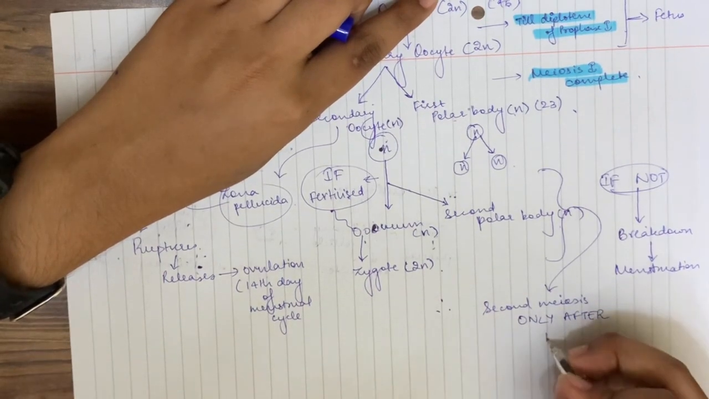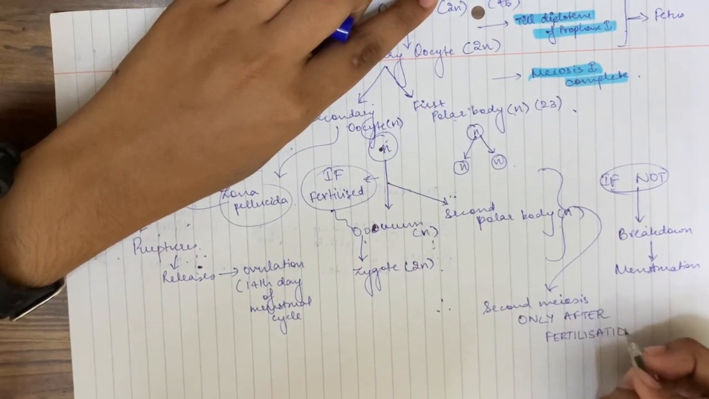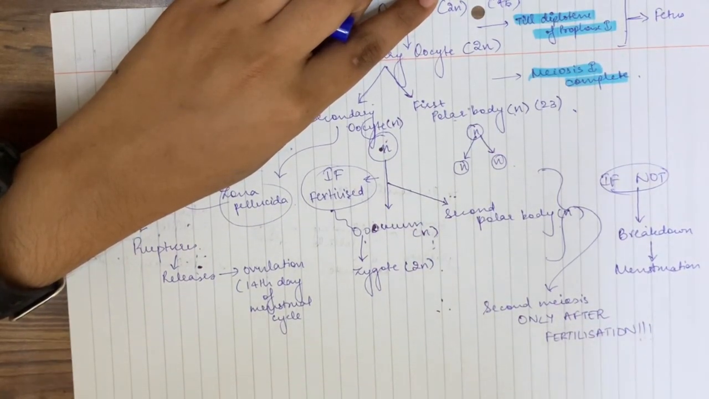And now I've also written the ploidy, the haploid or diploid nature of all the cells, so you can note down this table. Well, this was it for today's class.